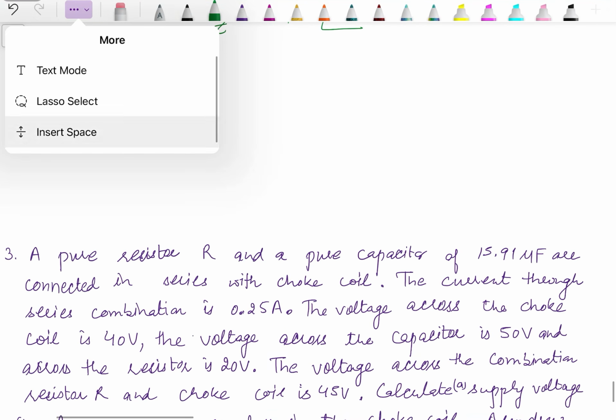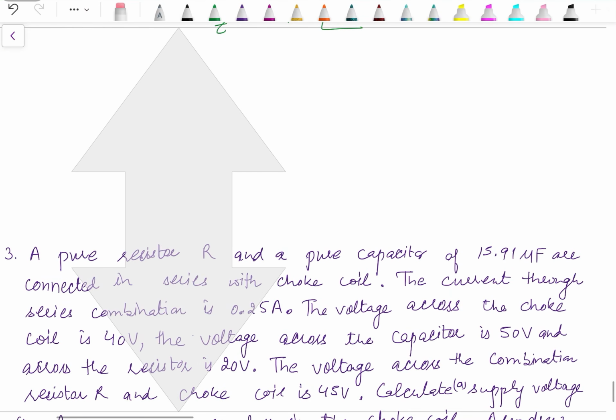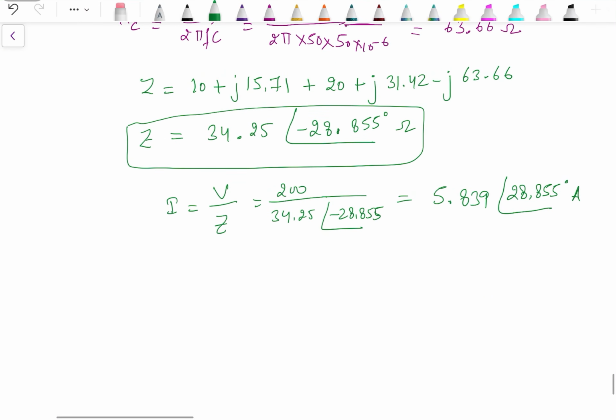So what we see is that the current is leading the voltage by 28.85. The supply voltage is 200. When we write 200, it means 200 angle 0, because 200 angle 0 is simply 200. The imaginary part is 0. So if the supply voltage is our reference, then with respect to that, the current is leading the voltage.